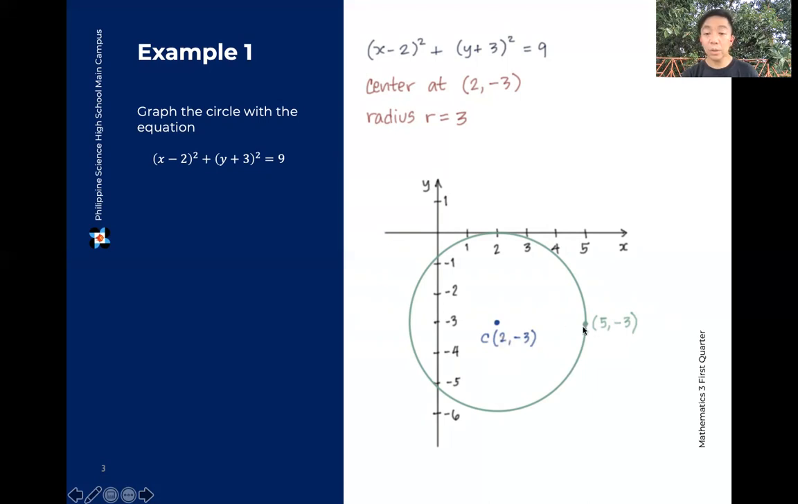So x-coordinate 2, x-coordinate 5, same y-coordinate, di 3 yung radius. So you could also label this point or maybe this point, or maybe this point, para lang malinaw na isa siyang circle na may radius na 3. That's the easy part.